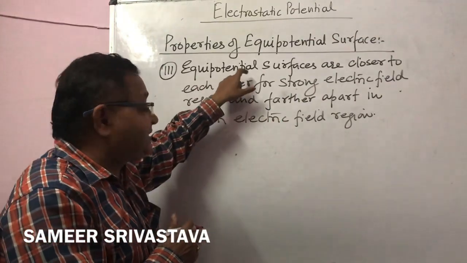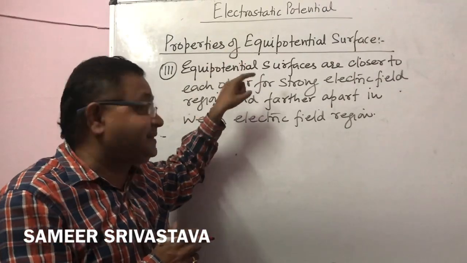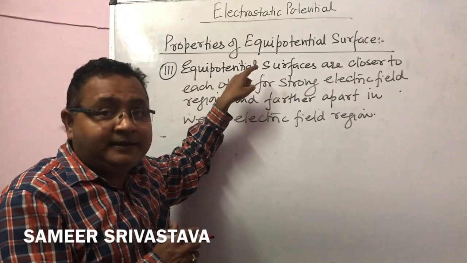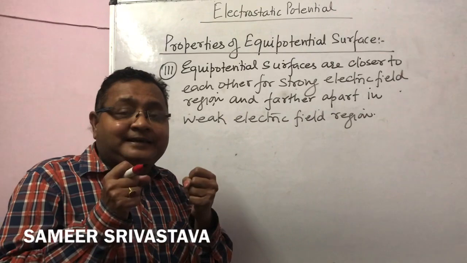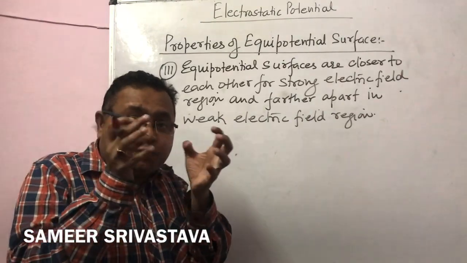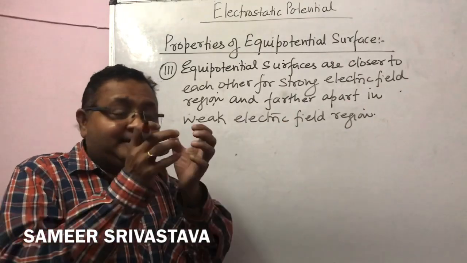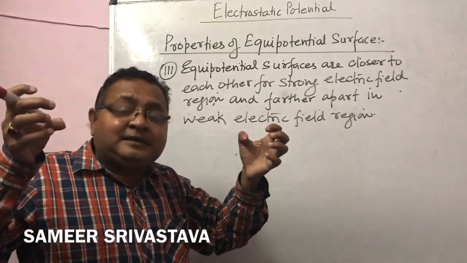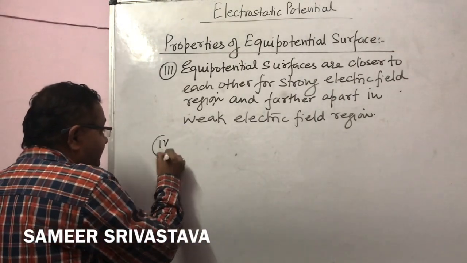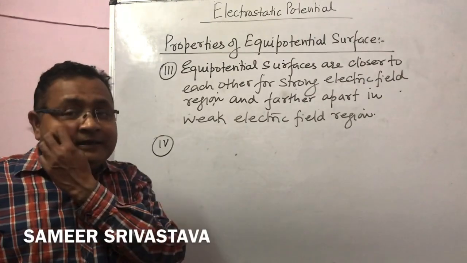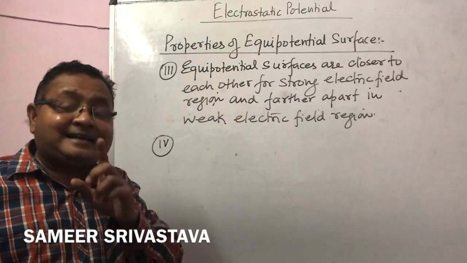Okay, so this is again a very important property. When we make an equipotential surface, for some cases we always use this property. In the strong electric field region the equipotential surfaces are closer to each other, and in the weak electric field region they are farther away. Okay, now what about the last property? The last property says equipotential surfaces never intersect each other.